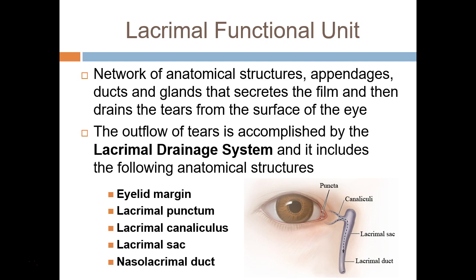The lacrimal functional unit, again, consists of glands that produce the tears, but also the structures, the appendages, ducts, and glands that drain the tears away from the surface of the eye. And so you have what's called the outflow of tears, which is accomplished by this lacrimal drainage system. You see a representation of it here. We've all seen this image in optometry school. The margin, the punctum, the canaliculus, lacrimal sac, lacrimal duct, the tears draining down through this system. So again, just a refresher on the anatomy and a little bit of the physiology of the lacrimal drainage system and the lacrimal functional unit.